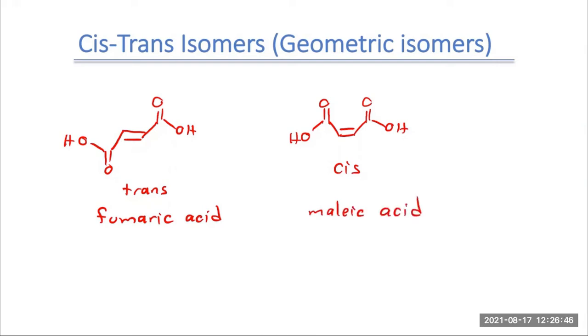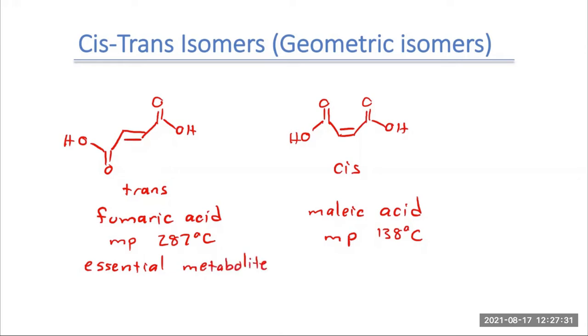And being in different conformations, cis and trans, gives them different physical properties. The trans one has a melting point of 287 degrees Celsius. Cis ends up with a melting point of 138. Big difference just by being cis and trans. Even more important is the trans one is considered an essential metabolite. The other one, the cis one, is actually considered a toxic irritant. So that'd be the big difference between cis and trans.